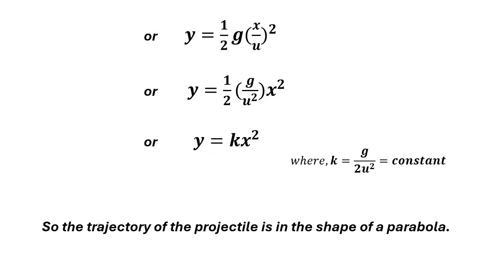So this represents that the trajectory of the projectile is in the shape of a parabola. We have proved it through mathematical analysis. Why is the trajectory in the shape of a parabola? It represents a parabolic equation with constant k equal to g by 2u square. So this is very important. Then this is the trajectory of the projectile.